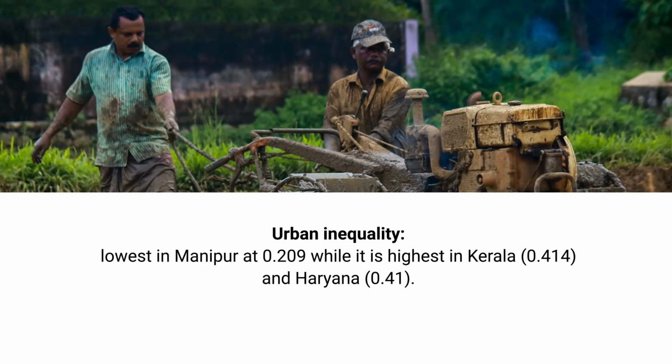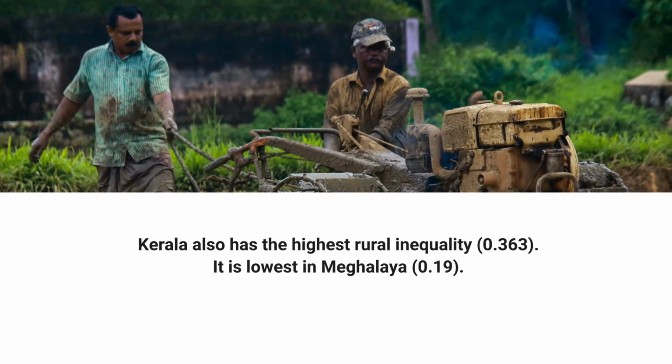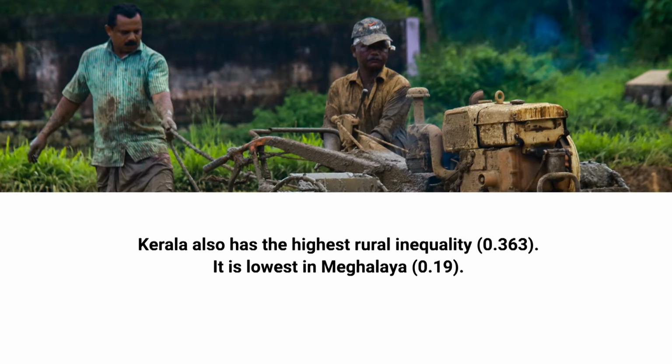Urban inequality is lowest in Manipur at 0.209, while it is highest in Kerala at 0.414, followed by Haryana at 0.41. And Kerala also has the highest rural inequality, 0.363, and it is lowest in Meghalaya, 0.19.